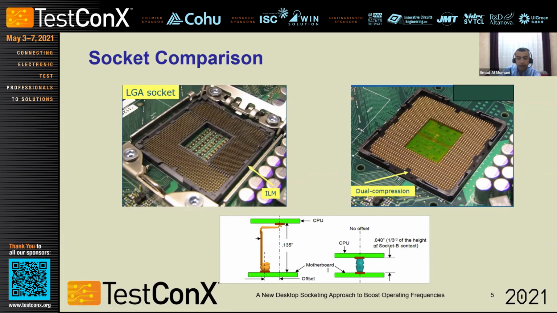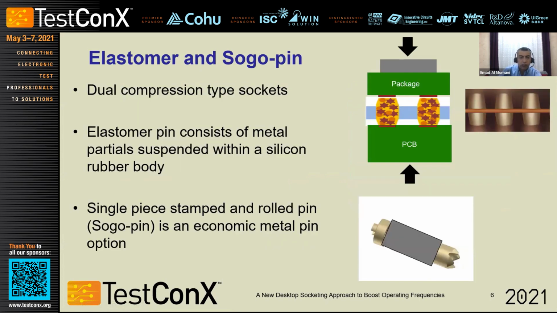Okay. So digging a little bit further into what the socket technologies are that we are considering in this study: elastomer is the first one, and the second one is what we call SOGO pin. It is a single piece stamped and rolled metal pin. The reason we are going to this kind of pin is because it is an economic option. Cost is one of the major concerns when it comes to OEM sockets.